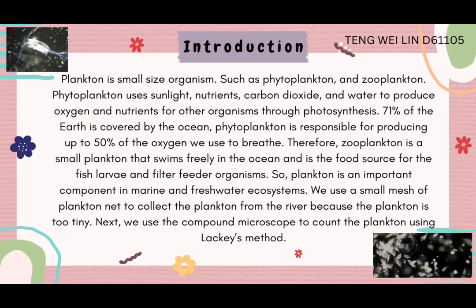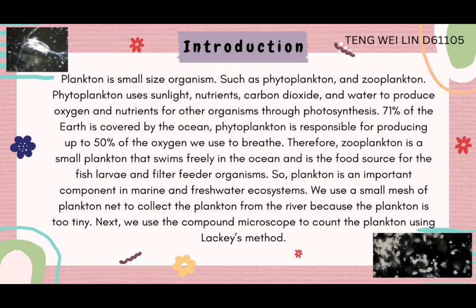70% of Earth is covered by ocean. Phytoplankton are responsible for producing up to 50% of the oxygen we use to breathe. Therefore, phytoplankton are small plankton that swim freely in the ocean and are the food source for fish larvae and filter feeder organisms. So plankton is an important component in marine and freshwater ecosystems.